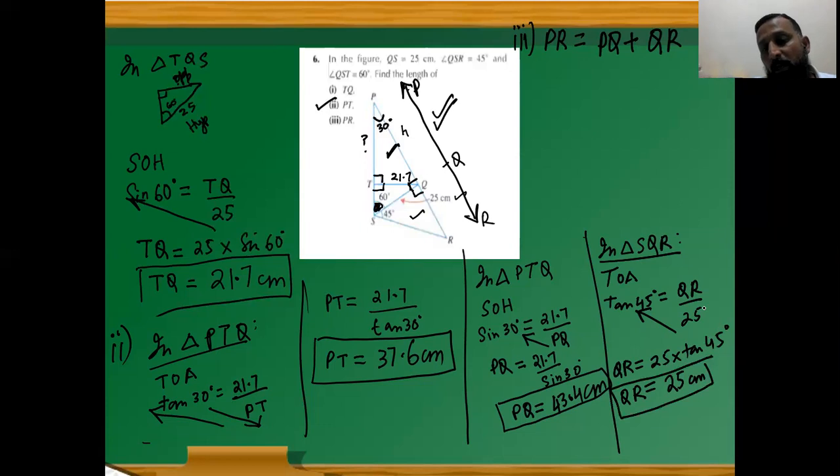Finally, we found the two answers of PQ and QR. Go to plug in the value of PQ and QR over here, 43.4 plus 25. So we can add up the two numbers very easily. 43.4 plus 25, the answer is found to be 68.4.